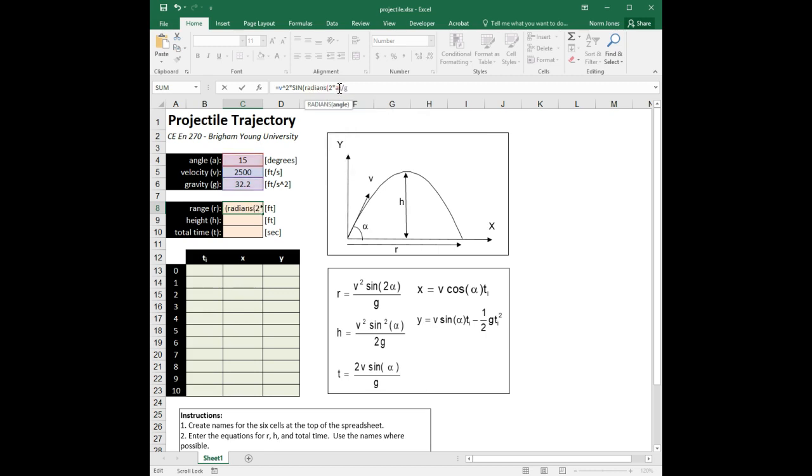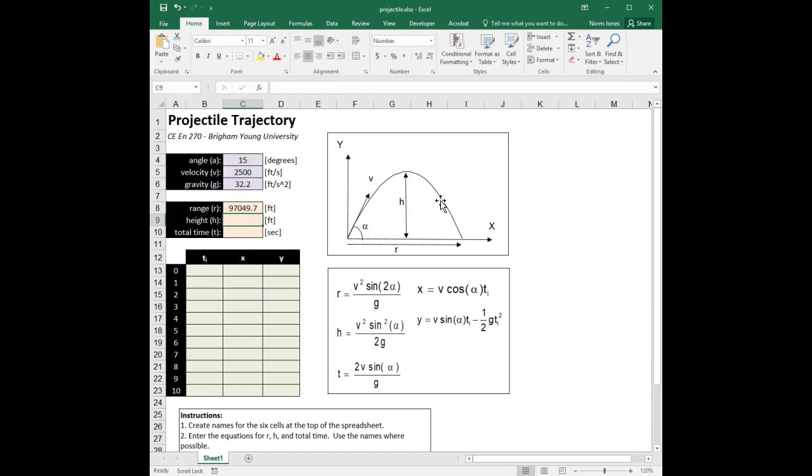So I'm going to put that 2 times A inside a radians function, and that'll convert it from angles to radians. There's another function called degrees where you enter an angle in radians, and it'll convert it to degrees. So you can go back and forth, or you can multiply it by pi over 180. It does the same thing, but this is the easiest way. You just always have to remember that all the trig functions in Excel expect the angle to be in radians, so if you enter something in degrees, you've got to convert it.